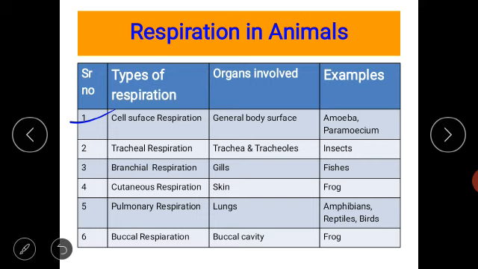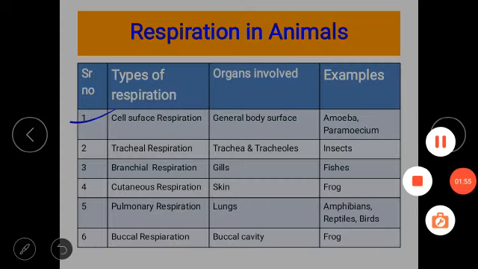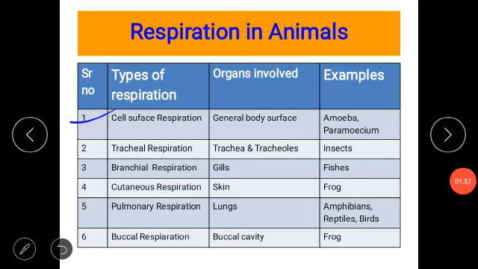First is cell surface respiration. It is a type of respiration which occurs in a specific group of organisms. The organ involved in this type of respiration is the general body surface. So the whole body surface of the organism can act as a surface for carrying out respiration and exchange of gases. Examples for this type of respiration are amoeba and paramecium.